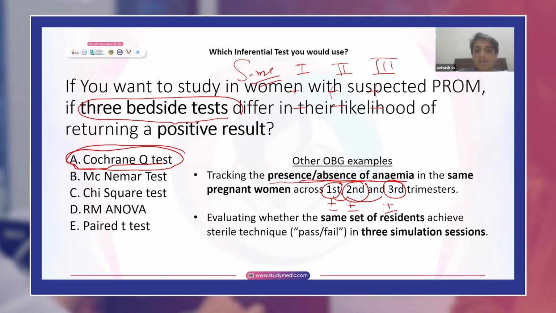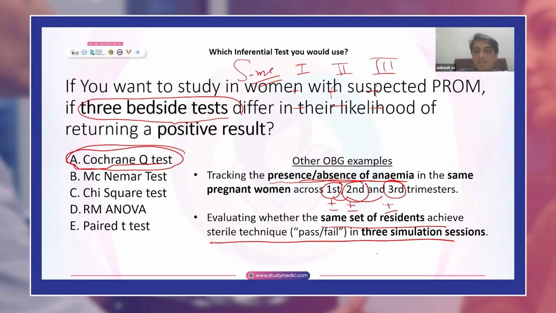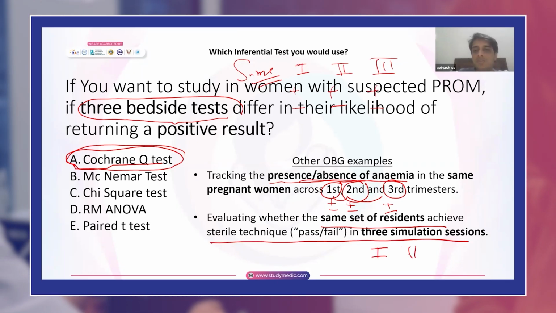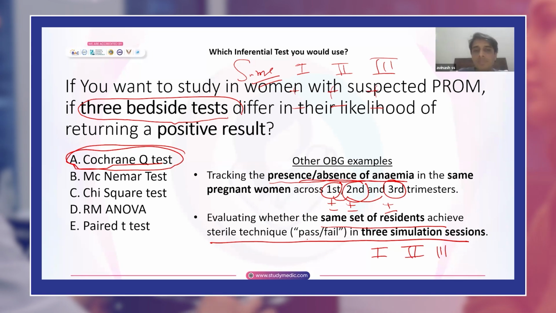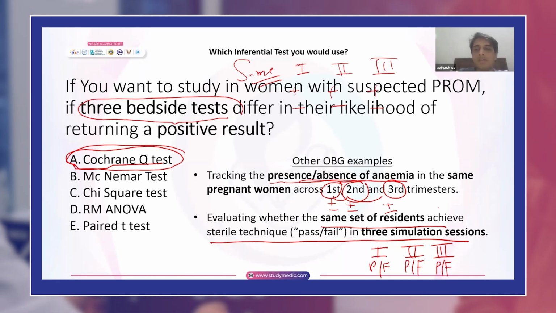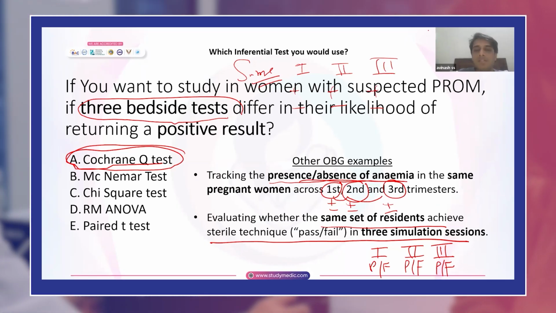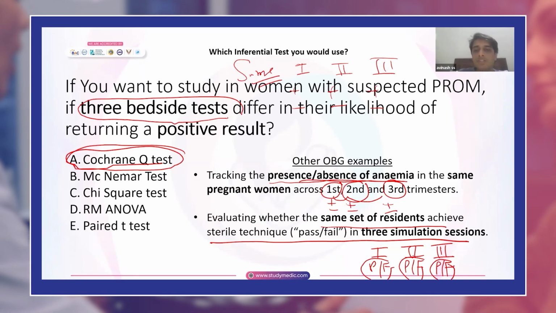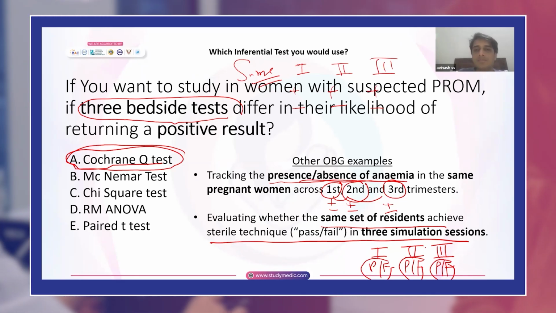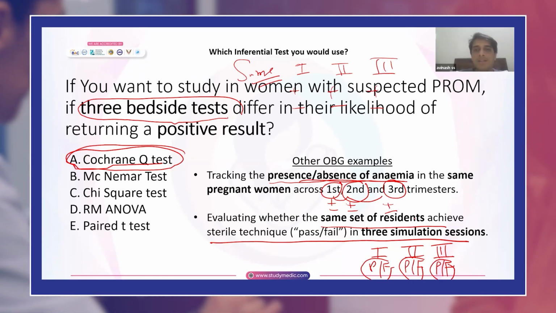Another example is evaluating whether the same set of residents achieve sterile technique in 3 simulation situations: first simulation session, second simulation session, and third simulation session. Whether the sterile technique is pass or fail, and whether it changes between the first, second, and third simulation sessions. So again, a categorical variable at more than 2 different situations in the same group. It is a Cochran's Q test, similar to repeated measures ANOVA, but for categorical variables.